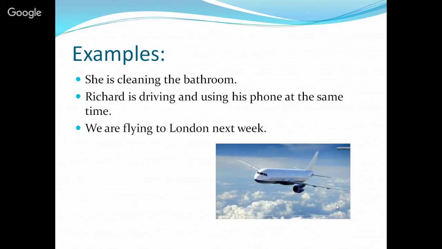We are flying to London next week. In this example, even though this is present progressive, we refer to a plan that we have previously arranged.